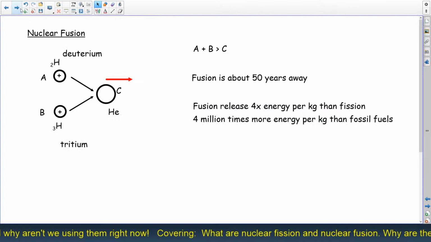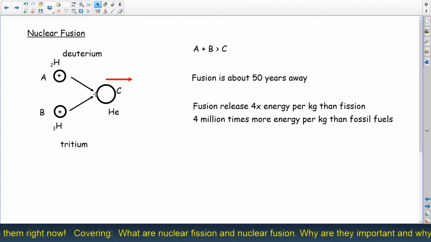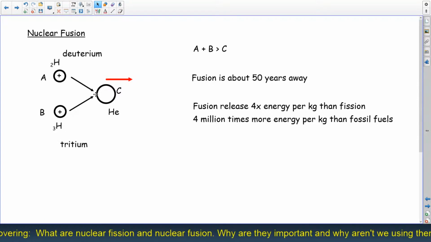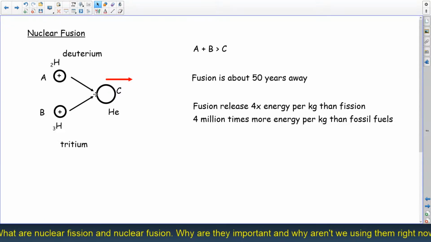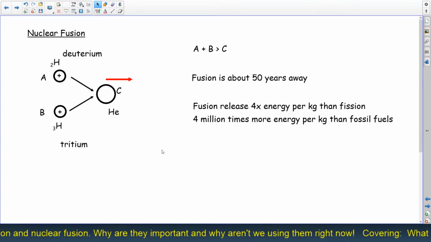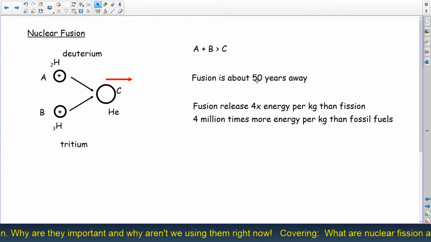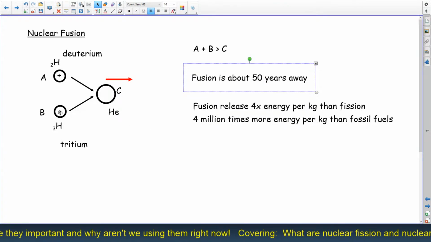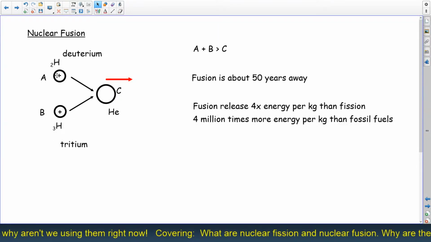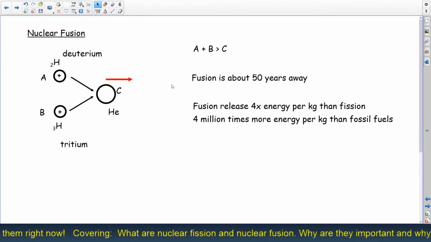Nuclear fusion: we take two small nuclei, ideally deuterium and tritium, and cram them together to make a helium. Some of the mass goes missing and is turned into energy. That energy we can use to heat water, run turbines and run generators. We can get 4 times the amount of energy per kilogram than in fission, and 4 million times more energy per kilogram than fossil fuels. But we're still about 50 years away because pushing these two things together is ridiculously difficult. It can be done, but to get it done in such a way that the energy you put in is less than the energy you get out is very, very, very difficult.